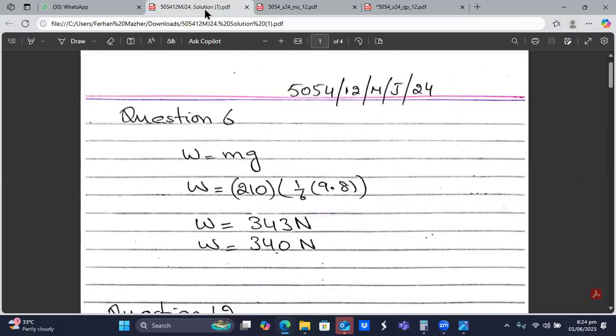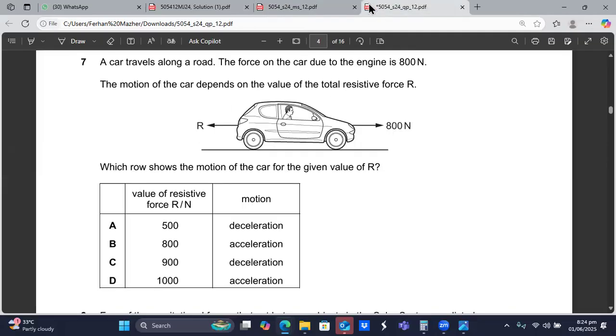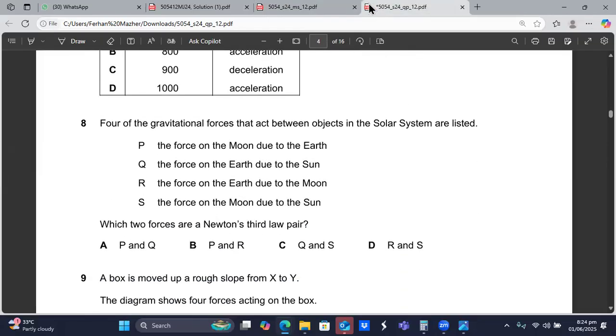Question number 7, C is the right option, sir. I hope you understand this.